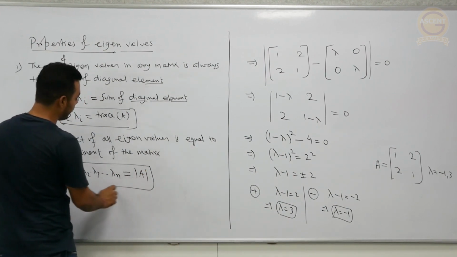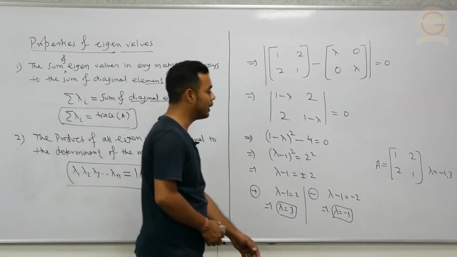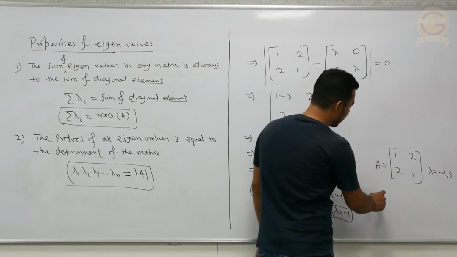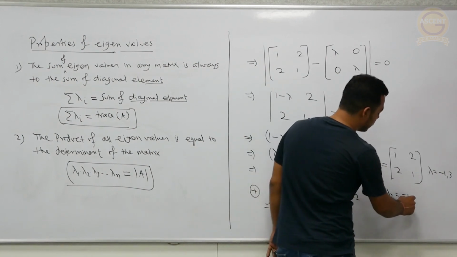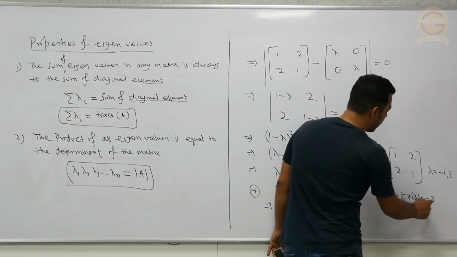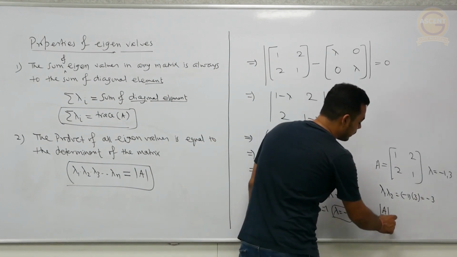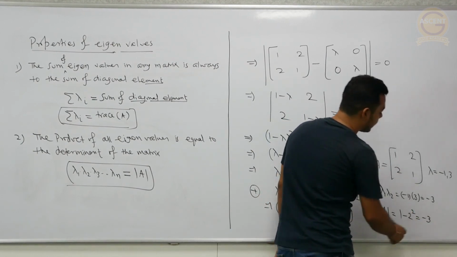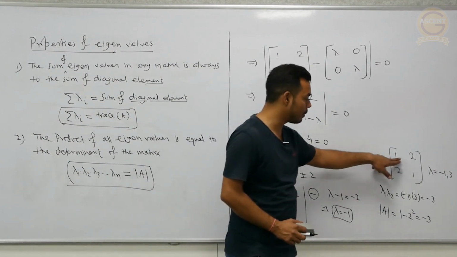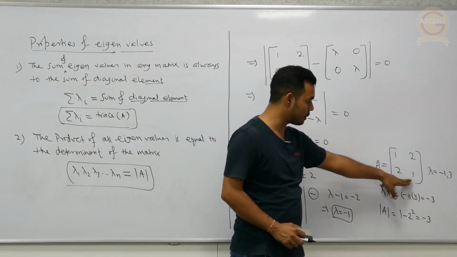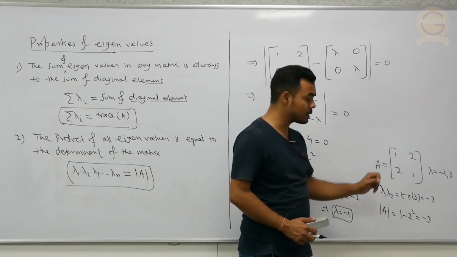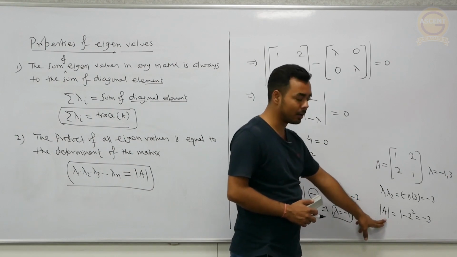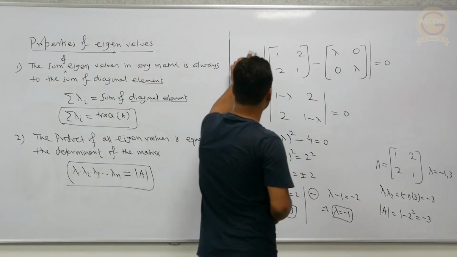So again, this is a very, very important property, and this you can verify here also. If I multiply these two eigenvalues, then I will get -1 into 3. The product of eigenvalues lambda 1 into lambda 2 will be -1 into 3, which is -3, and if you calculate the determinant of the matrix, then the determinant will be 1 into 1 minus 2 into 2. So this will be -3. So the sum of eigenvalues is always equal to the sum of diagonal elements. The sum of diagonal elements is also called the trace of the matrix, and the product of eigenvalues is always equal to the determinant of the matrix. So these are the two basic properties.